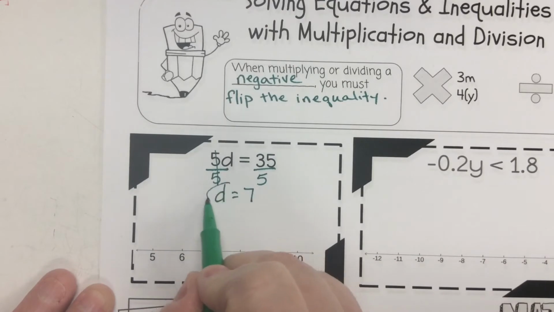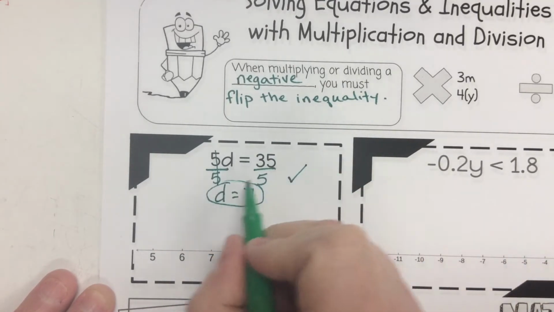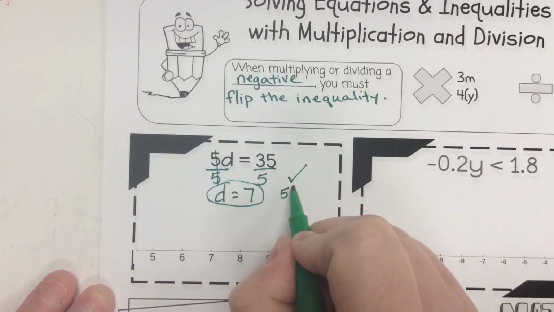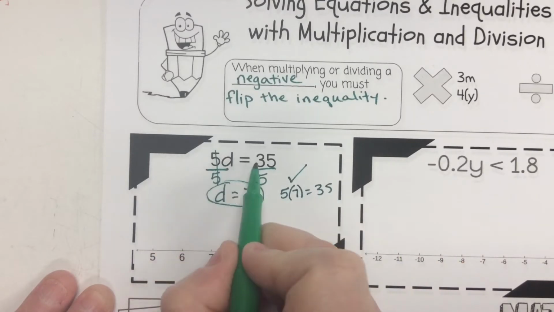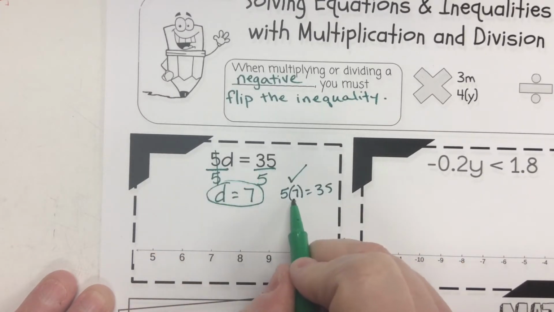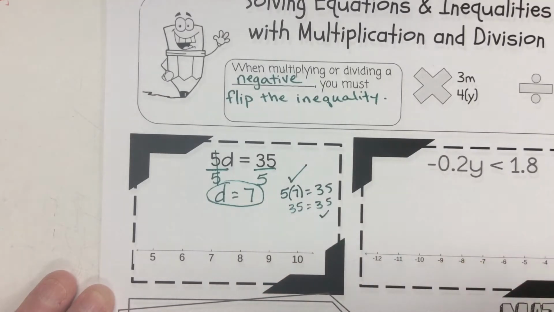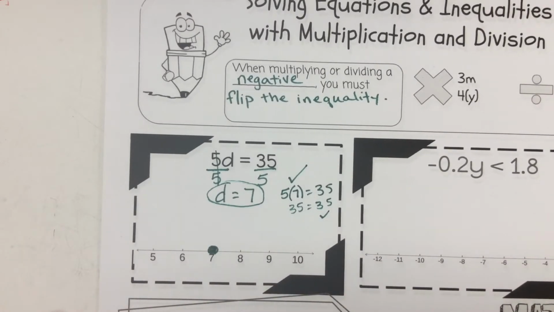Okay, this is my answer, but now let's substitute it to check. So what I do is I take my 7 and I substitute it back in for D. I write the problem just like it is, but with a 7 in there. 5 times 7 is 35. Does 35 equal 35? Yep. Okay, so my answer is D equals 7. So I put a closed circle on 7, and that's it.